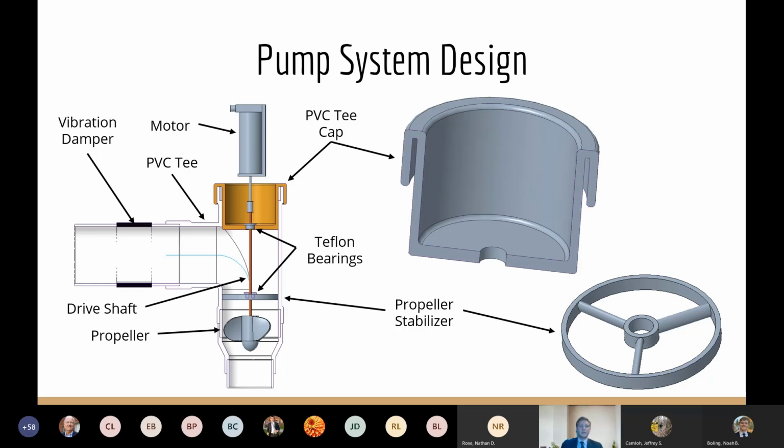For the drivetrain, we used a typical stainless steel shaft for its rigidity and for its biosafe qualities. Additionally, we used Teflon bearings, which are functional even when submerged.